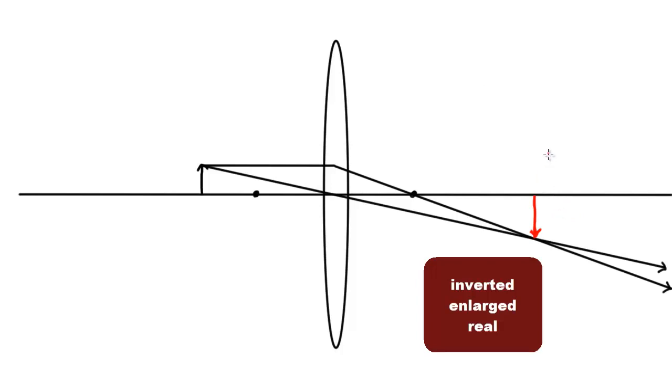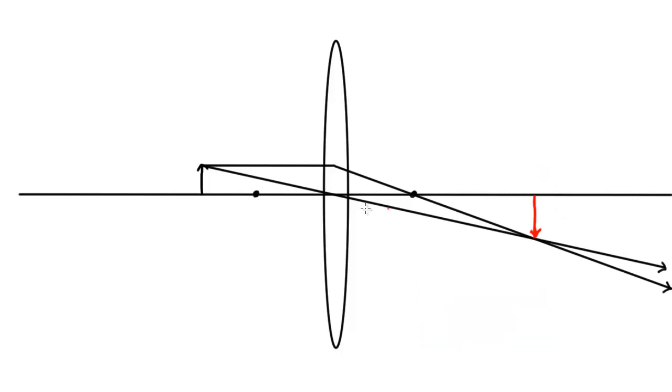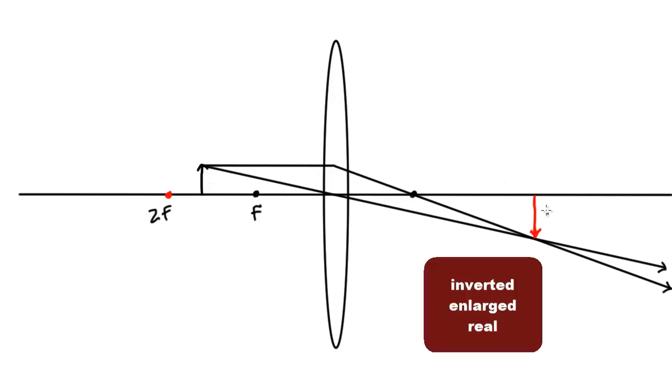Now there's a reason that it's enlarged, and the reason is because we've actually put this in a special place. It's between the focal point and a point that's twice that distance. So if I call this F for the focal length, out here is 2F. When you place an object between F and 2F, you're going to get this enlarged, real, and inverted image.